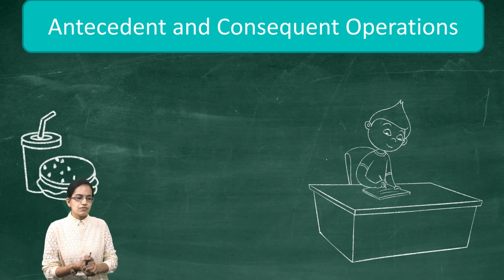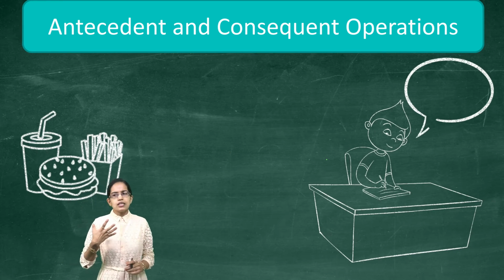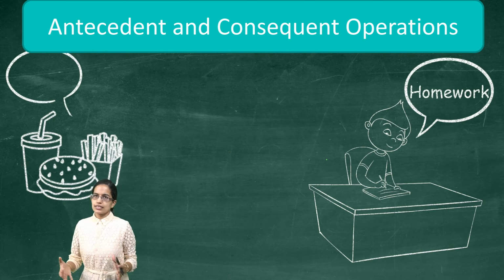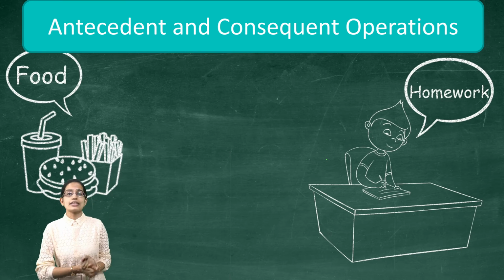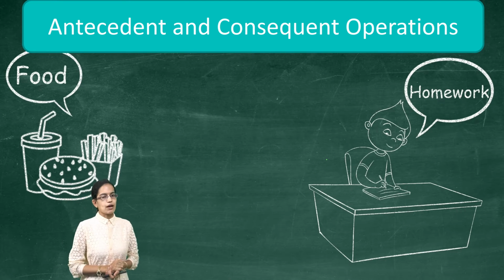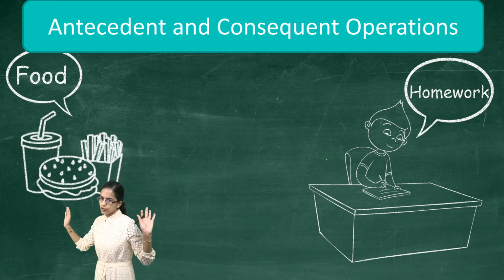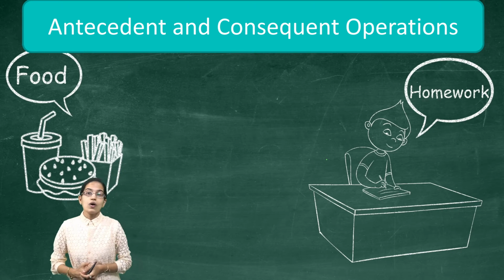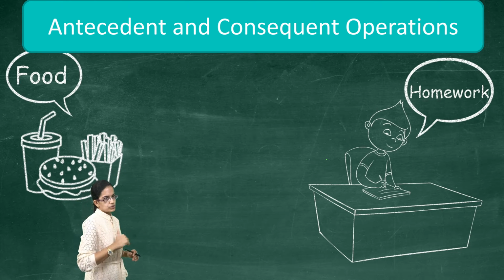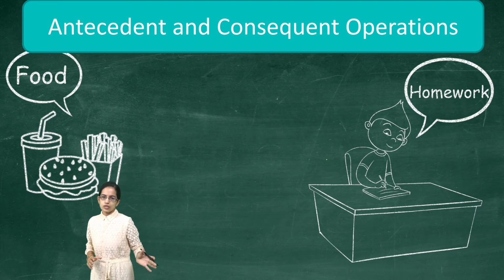I have a very simple example. Let's say a child is there. When the child is at the homework, the child says I am hungry. The child eats a lot of food, but what happens at dinner time? At dinner time, the child rejects, saying I don't want to eat anything. Now, as a mother, what can you do? There could be two ways to approach it. First is an antecedent operation, the next is a consequent operation.